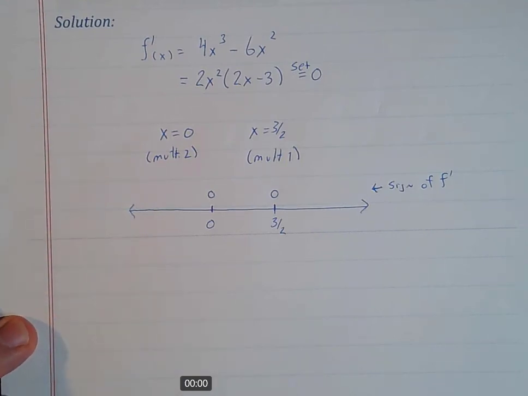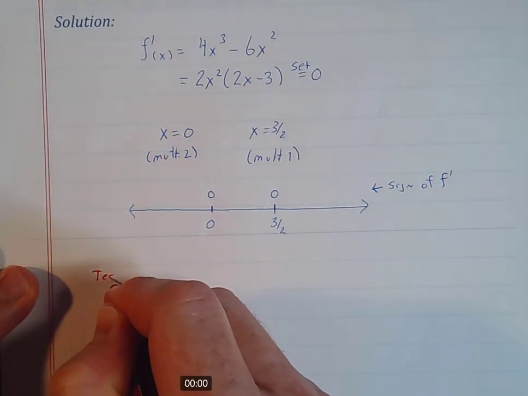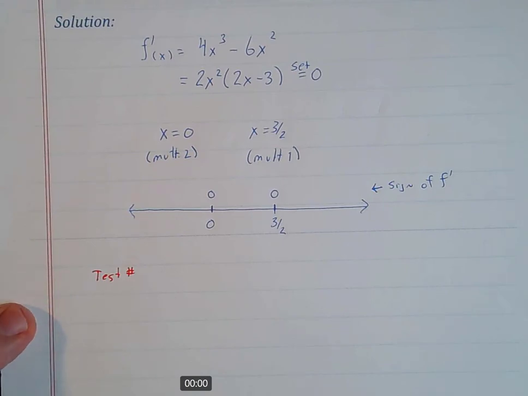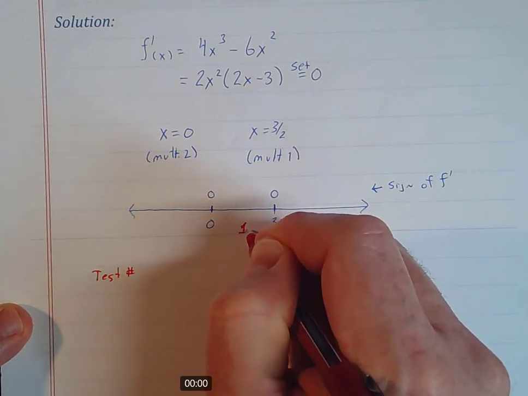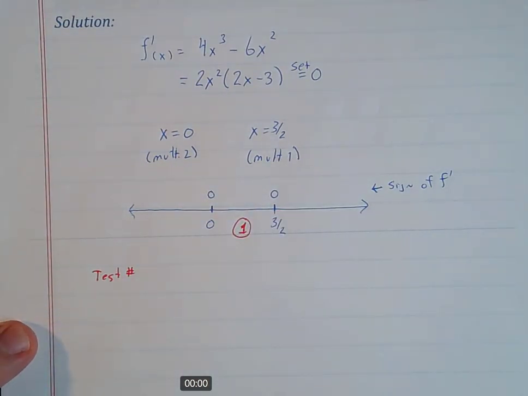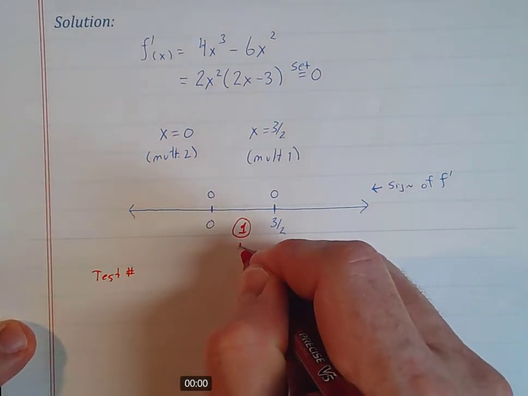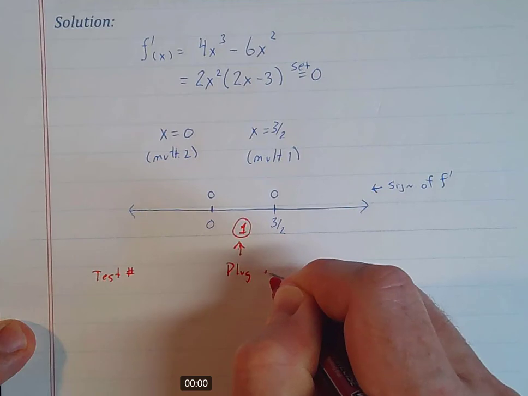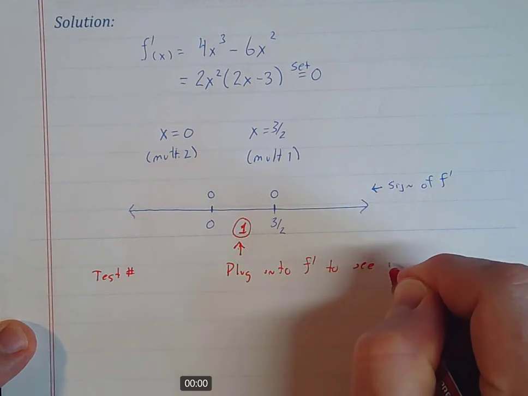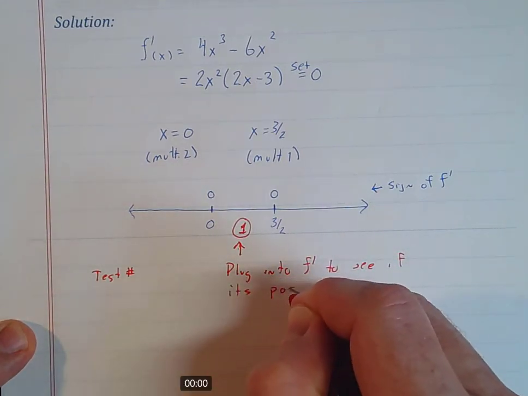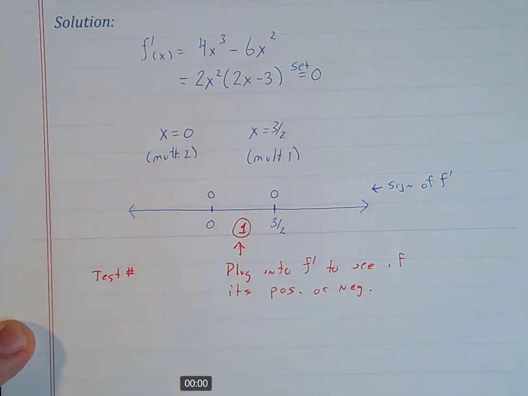This is pretty easy to do because all I need to do is go in there and identify a number. I need a test number. So I'm going to find a test number somewhere between 0 and 3 halves. I could get the test number of 1. All right, so 1's going to be a test number. And so what I'm going to do is plug this number into f prime to see if it's positive or negative. And that's our strategy here, we're just going to plug that into f prime and see whether f prime is positive or negative.